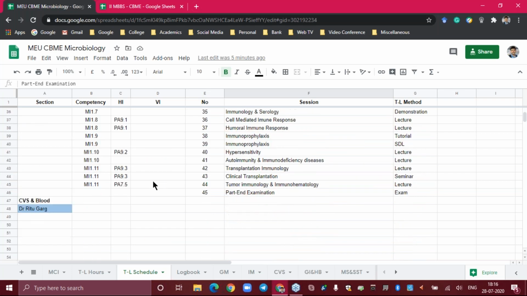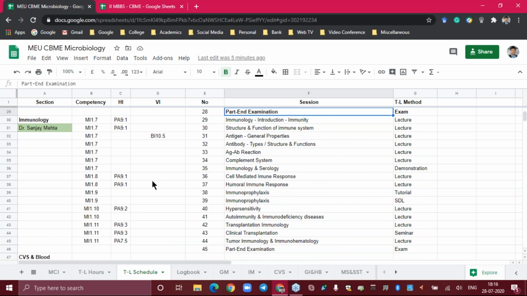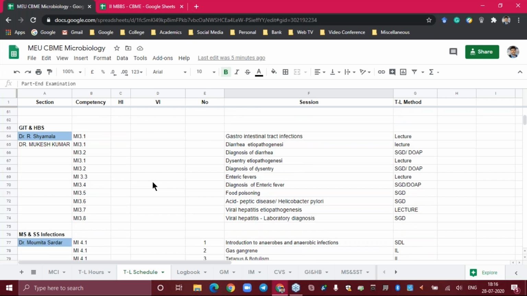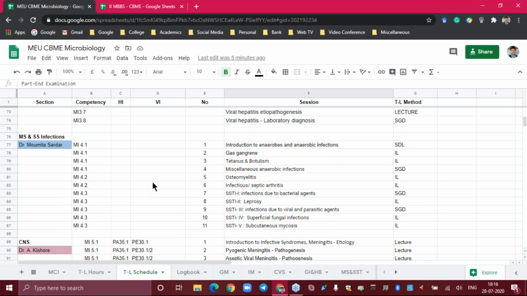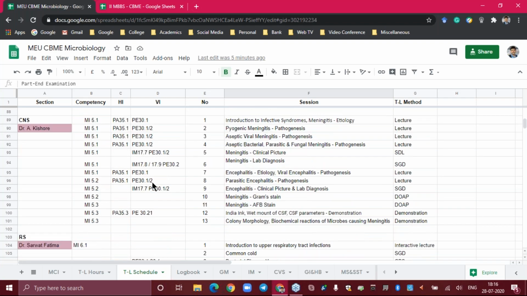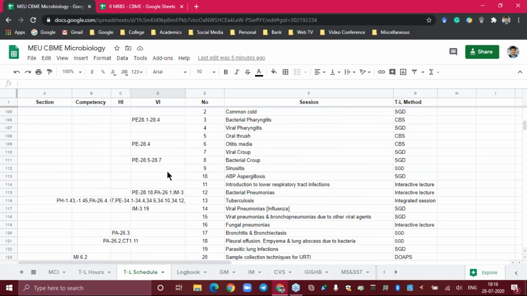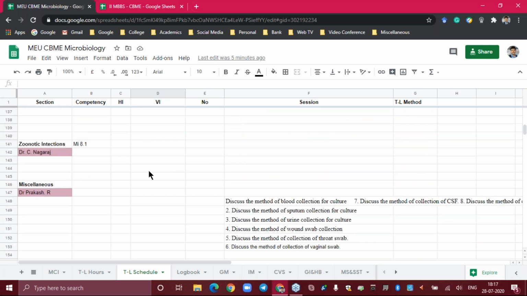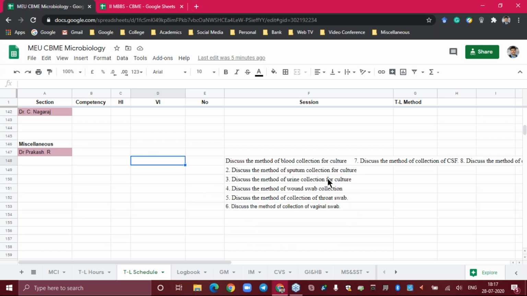Over here, if you see, general microbiology we have almost completed, immunology we have completed, CVS is still remaining, GIT, hepatobiliary is almost completed, musculoskeletal is almost completed, CNS is also completed. He has also worked a lot of things with regards to this one, CNS, vertical integration. Respiratory system also, you can see almost completed. Still, genitourinary and sexually transmitted infection is remaining. Zoonotic infection is remaining, and miscellaneous, that is another zoonotic infection, I think still it needs to be worked out, right?